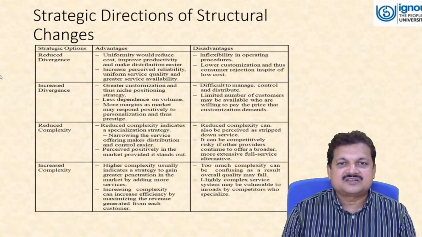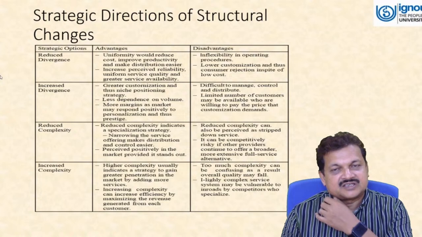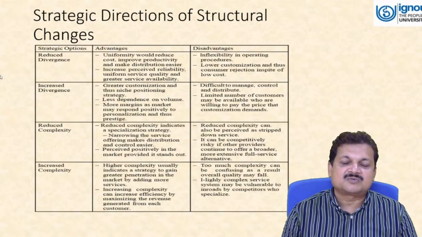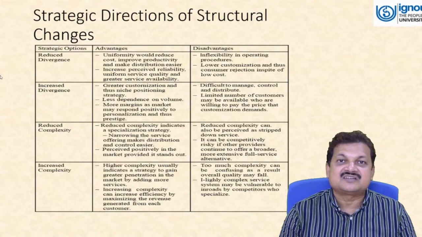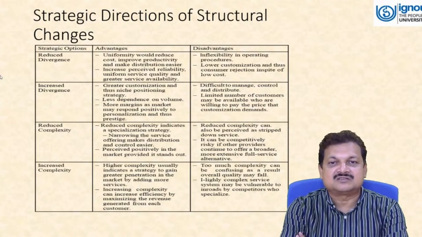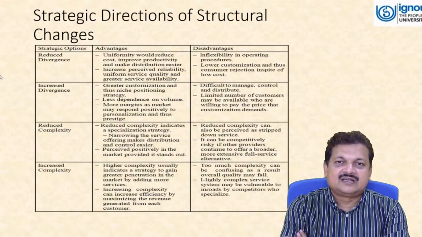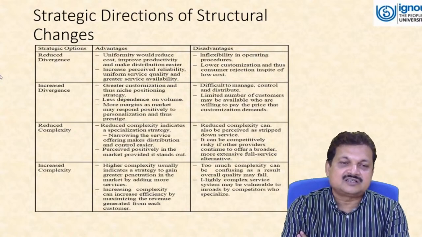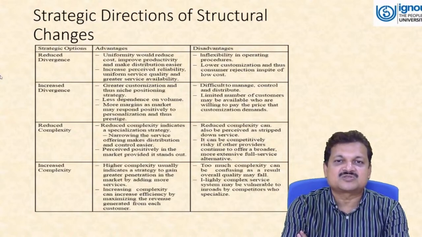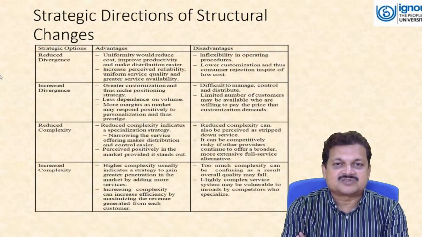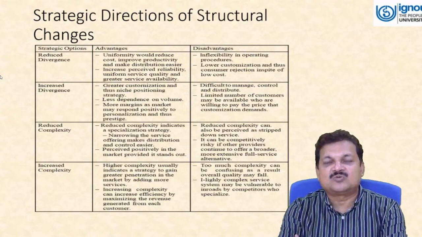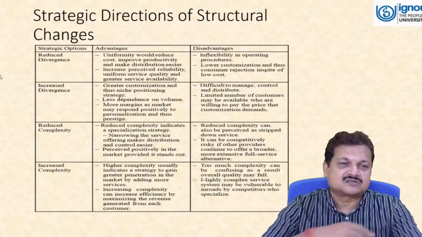Disadvantages: it is difficult to manage, control and distribute. When different things are there and somebody is not present, you cannot handle that. These are more specialized services, so if the service person is not available, nobody else can give that service. A limited number of customers may be available. All the services may not be required by all the people, but when it is a common service, most people are going to like it. So when the services are different, in a few cases people may not be interested in that kind of service. These are the limitations we get.